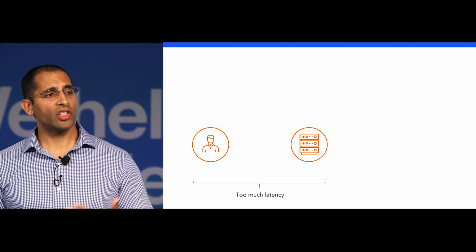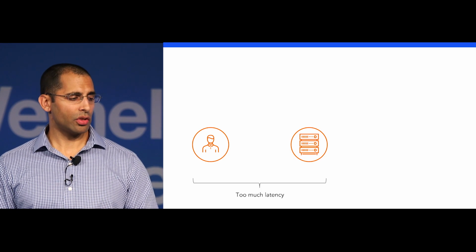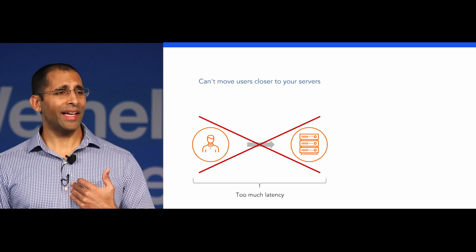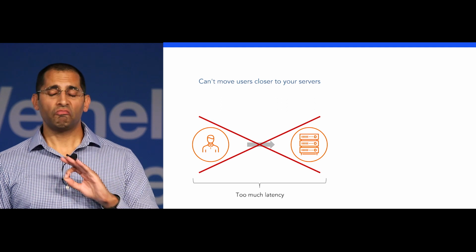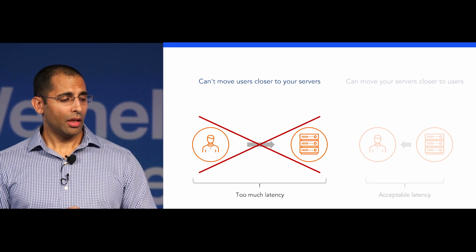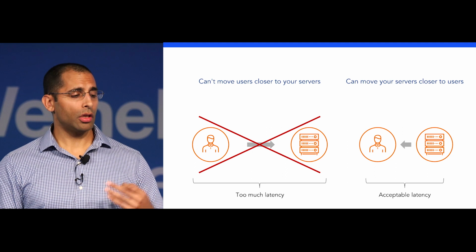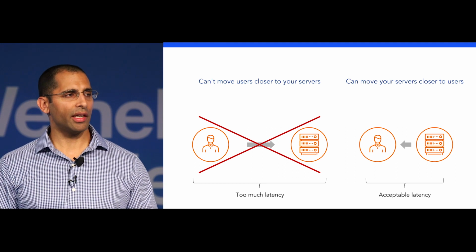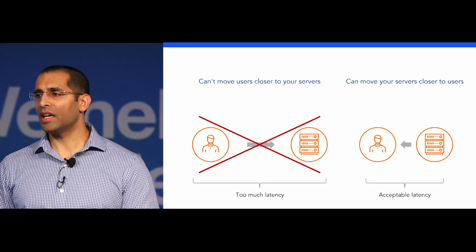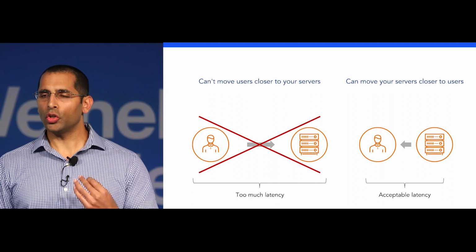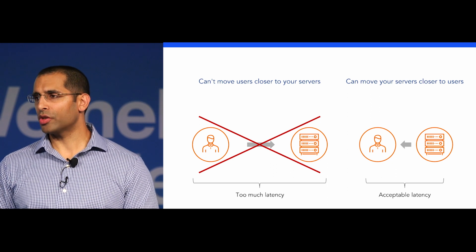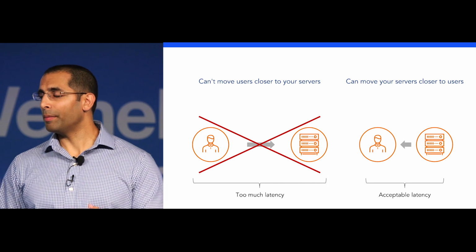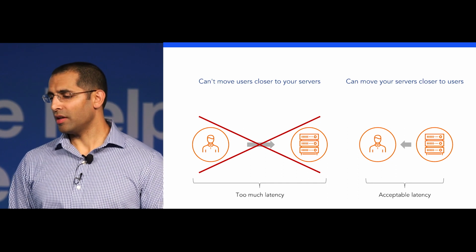So let's say there's too much latency between your user and your servers. You can't move your users closer to your servers. I've tried that. People called the cops on me. I don't recommend it. But you can move your servers closer to your users. If you have a lot of users in California, set up a data center point of presence there. A lot of users in Boston, set up a data center point of presence there. Just because your company is in Austin doesn't mean your servers have to be in Austin. Your servers can move to where your users are to give them the better latency and better experience they need.